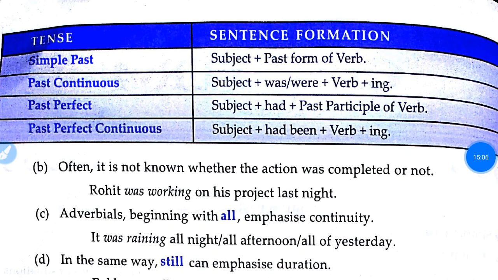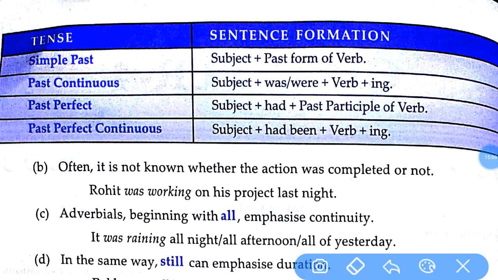So finally, we have here the formation of the sentences. In simple past tense, we have the past form of the verb, the subject plus the second form of the verb. For past continuous, we have was, were plus the ing form of the verb. Then past perfect, we have had plus the past participle form of the verb, or we call it the third form of the verb. Then past perfect continuous is had been plus the ing form of the verb.